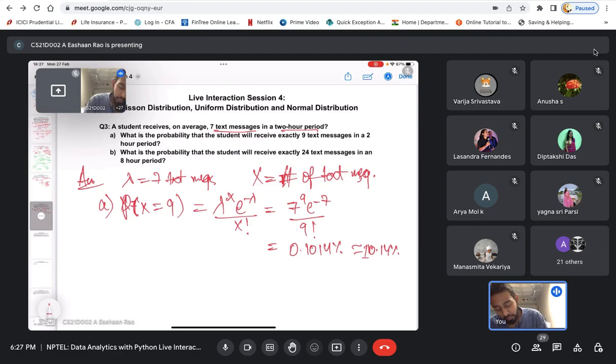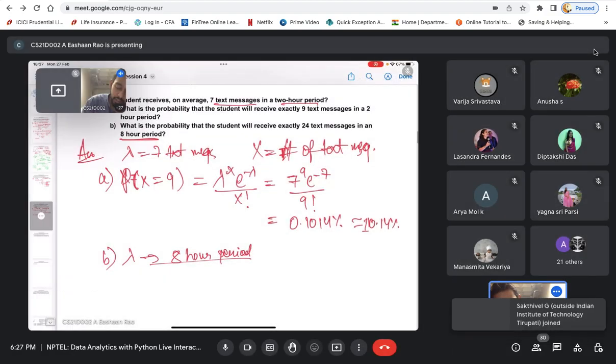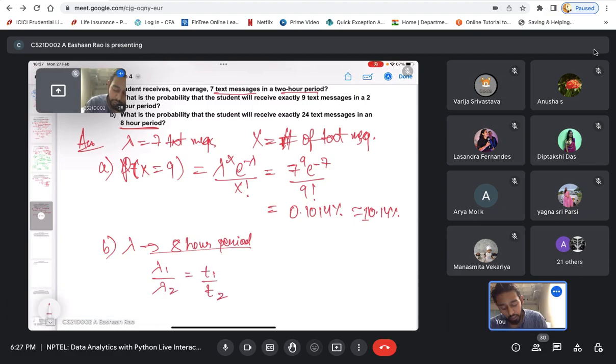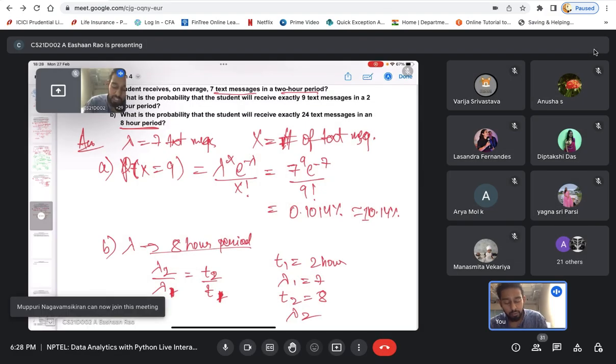Okay, now for part B, it is asking what is the probability the student will receive 24 text messages in an 8-hour period. Now to solve this, we have to define our mean value in terms of an 8-hour period. This can be done using the law of ratios: lambda 2 over lambda 1 equals t2 over t1. Here t1 is the 2-hour period, lambda 1 is 7, and t2 is our given 8, and we have to find lambda 2. So we calculate the ratio between them, 8 over 2, which is 4.